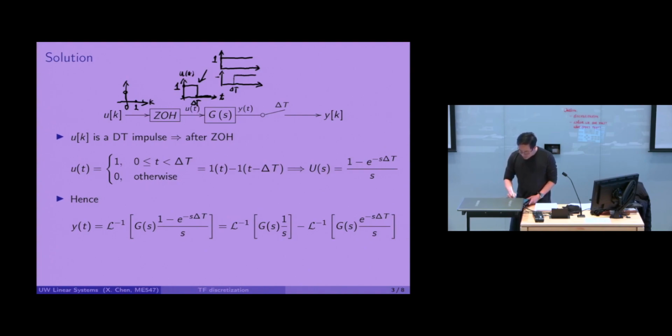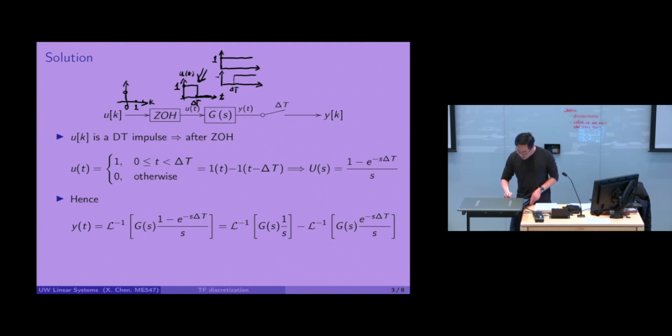Then it's going to generate this u of t function. So if we observe this fact, you can see that after we obtain the Laplace transform of u of t, then we will know the Laplace transform of y of t. So we want to know capital U of s.